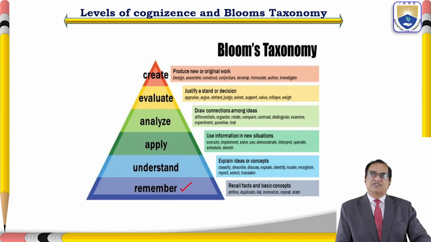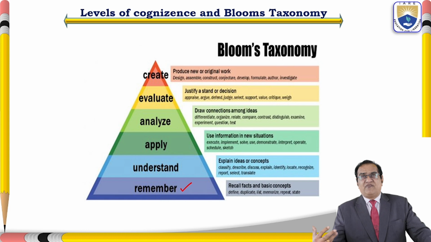Here we have some verbs like appraise, argue, defend, judge, select, support, value, critique, and weigh. These are the few verbs used for the evaluation process. This is the second topmost level of cognition, and the higher-level students will reach this zone.